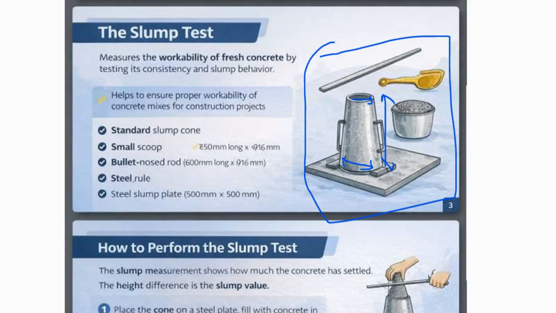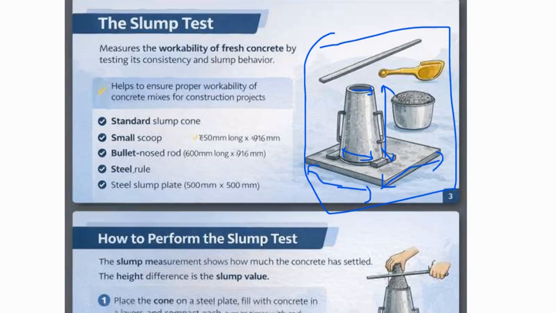We also need a bullet nose rod. The rod length is 600 millimeter and the diameter is 16 millimeter, used for rodding. We also need a steel ruler to measure the slump value. And we need a steel slump plate, 500 millimeter by 500 millimeter in length and width, a clean strong base surface for the slump.